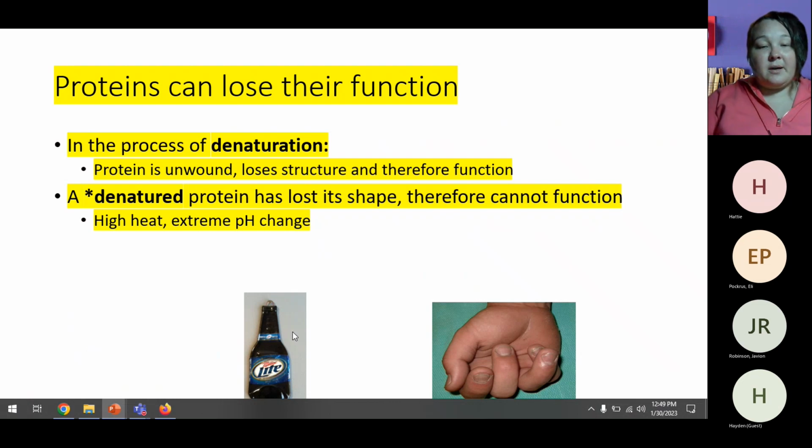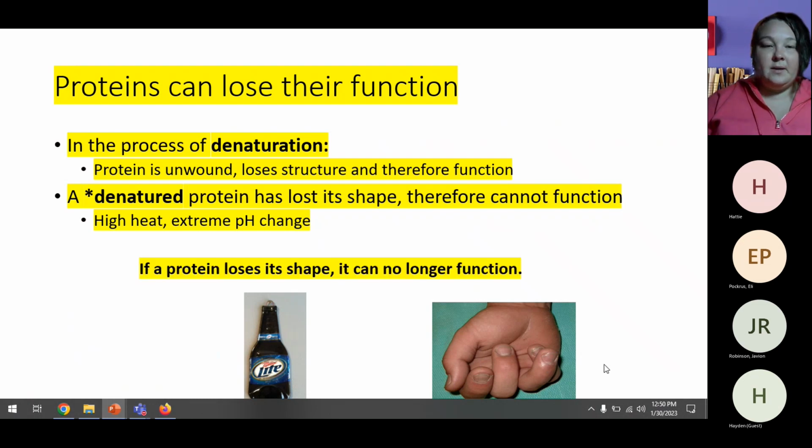They will denature. They will lose their shape and lose their function. Much like this beer bottle here has been smashed and it has lost its appropriate shape, and therefore it cannot hold beer. It cannot function. This hand has also been smashed. It cannot hold its correct shape, so it can't function. It can't hold things. If a protein loses its shape, it can no longer function.